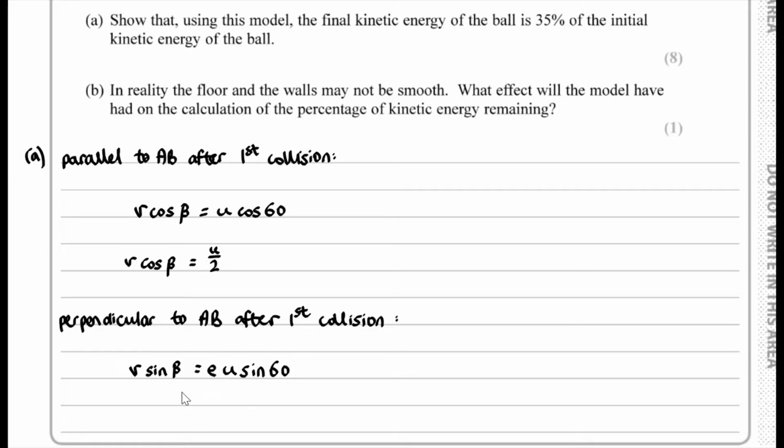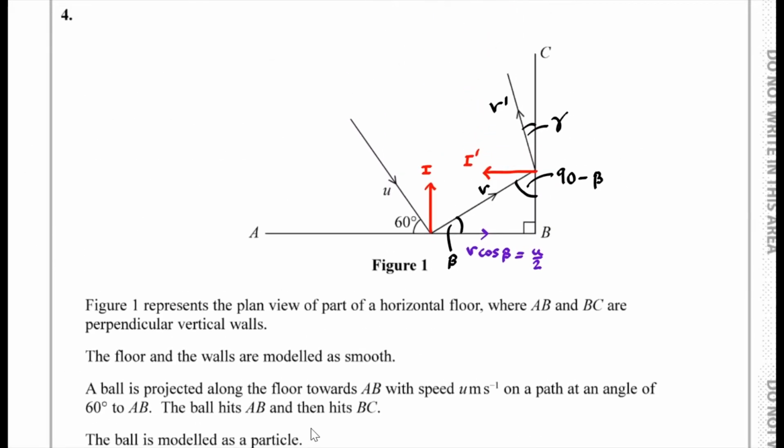And we know that E is equal to 1 over the square root of 3. So V times by the sine of beta is equal to 1 over root 3 multiplied by U multiplied by sine 60, which is root 3 over 2. And therefore, hopefully you can see that V sine beta is equal to U over 2 as well. So let's just add this to the diagram.